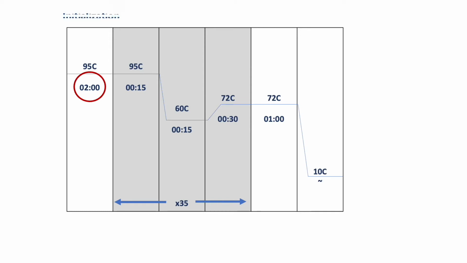Okay, and then for the next step, we have, of course, the denaturation process. For the denaturation, ladies and gentlemen, it happens for about 15 seconds. And of course, the next step, we have the annealing, wherein it happens at 60 degrees Celsius for 15 seconds. You have the extension, 72 degrees Celsius, and lasts for about 30 seconds.